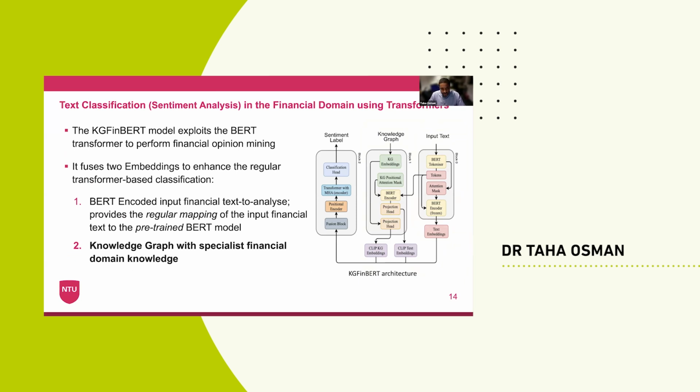To achieve this, it has to fuse two different types of embeddings. The first embedding is the embedding that is performed by the transformer technology, in this case, BERT. This generates embeddings for the input financial text that we need to analyze. So this is the regular mapping of the input financial text that is performed by the large language model. So this is what you get in the large language model box. What we wanted to do was to fuse that with the knowledge graph that has a specialist understanding of the financial knowledge domain.